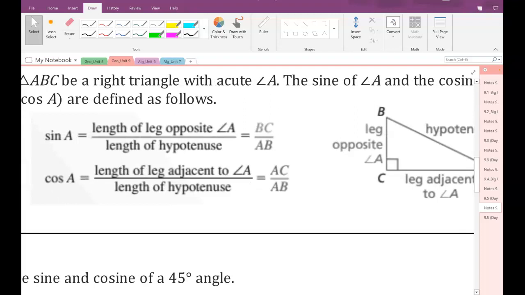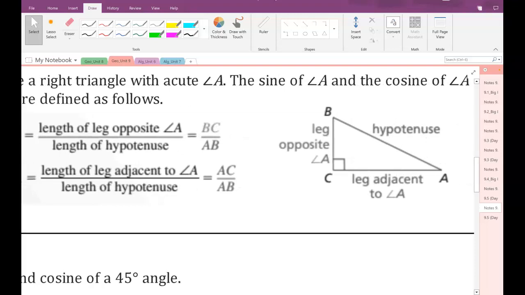To find the cosine of A, you take the length of the leg adjacent to angle A, adjacent meaning next to. So this is our adjacent to A leg, and then divided by our hypotenuse. So if sine and cosine are both on your denominator, you'll have your hypotenuse.